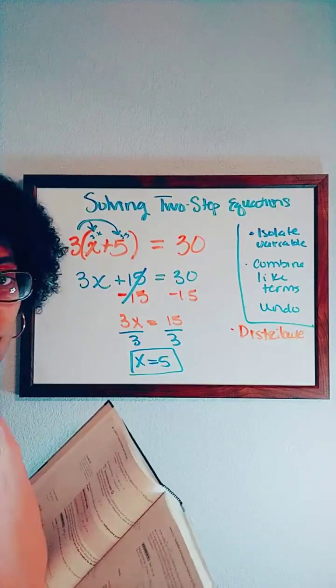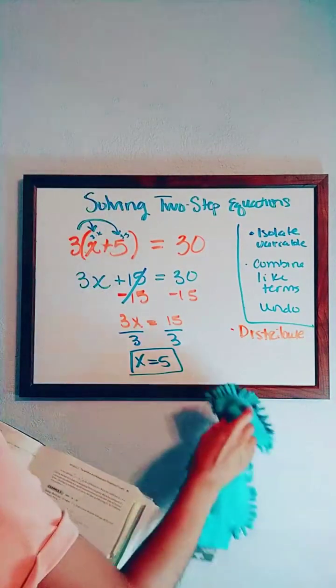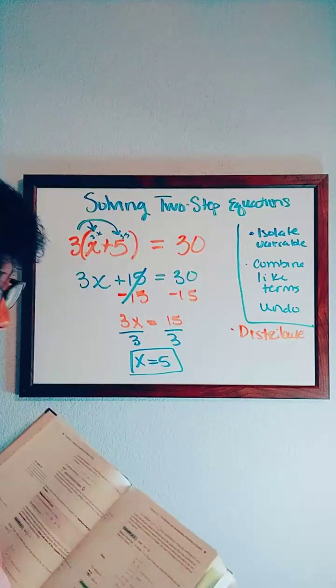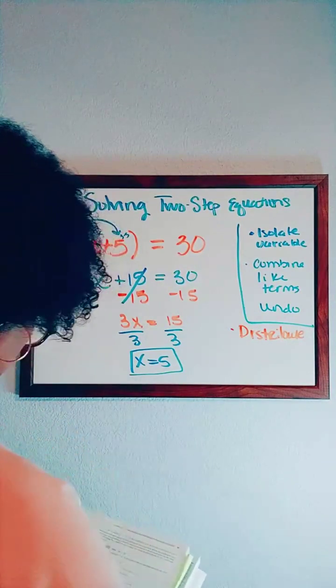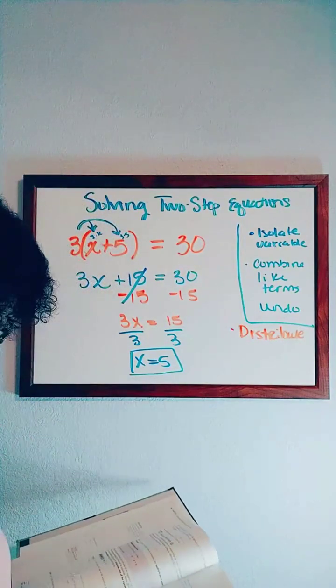So let's remind ourselves what we did. We did a multiplication where we were dividing x by a number. So let's go ahead and look at this.